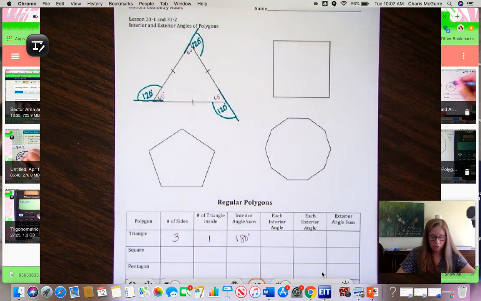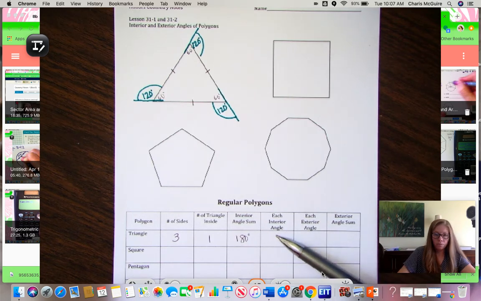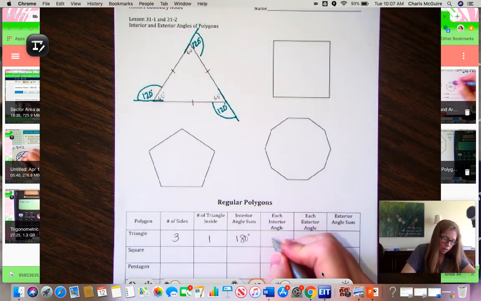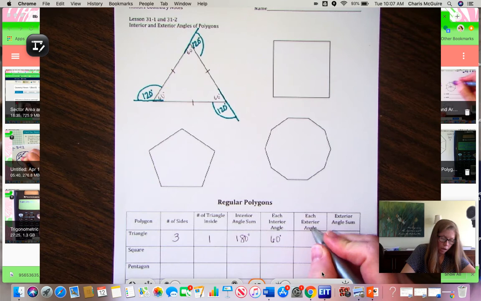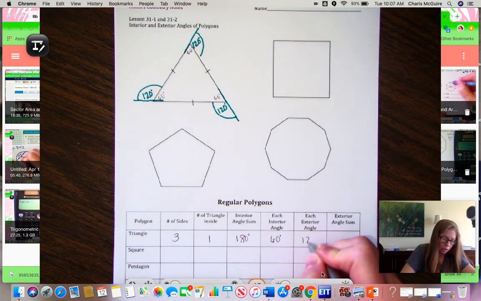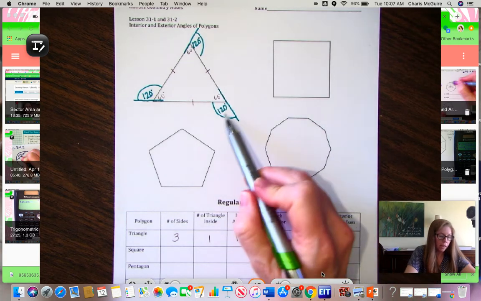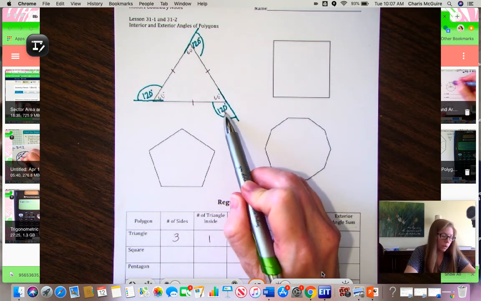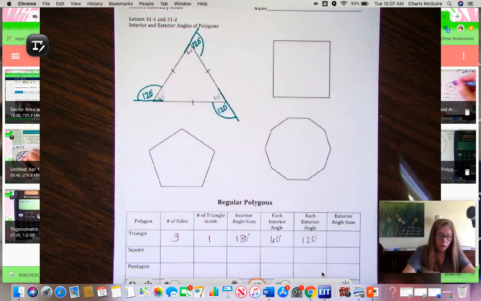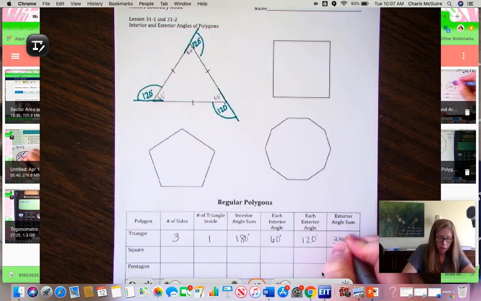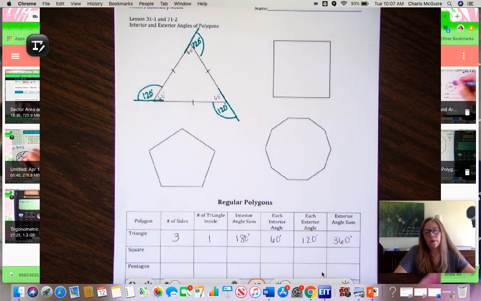All right, so there we go. Each interior angle is 60 degrees, and each exterior angle is 120 degrees. And then the exterior angle sum: if we add the exterior angles up, 120, 120, 120, we get 360 degrees. Pretty simple so far.